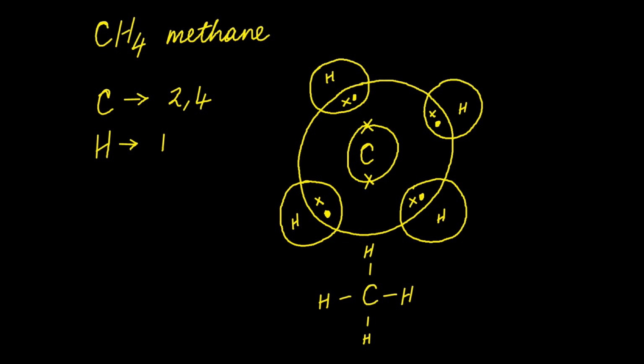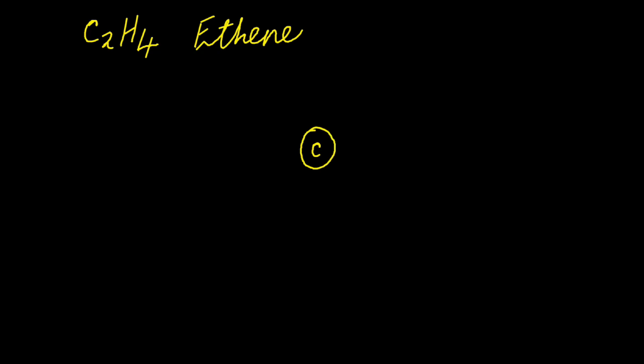Okay, now the other one is ethene, C2H4. The previous one was methane, this is ethene. Now look here. This has 2 carbons and 4 hydrogens. And this bonding is very complex. Now there will be first two carbon atoms. So look at the bonding very carefully.